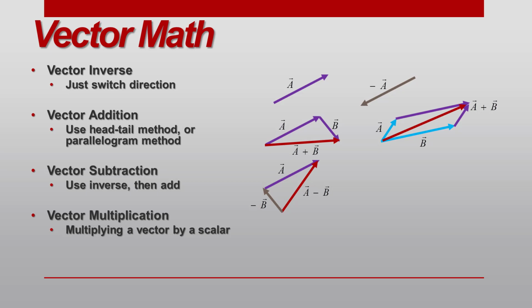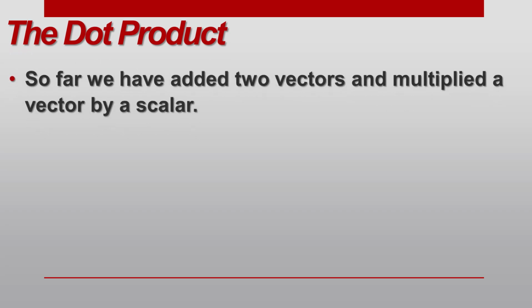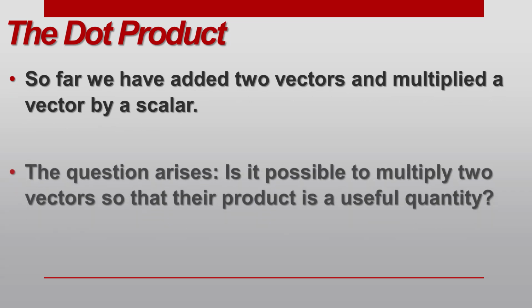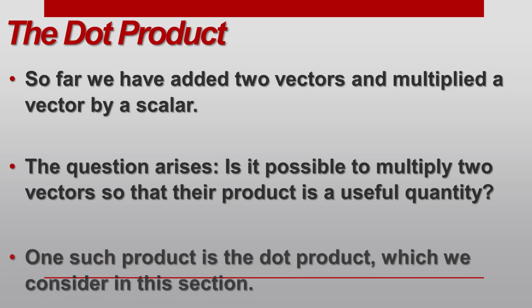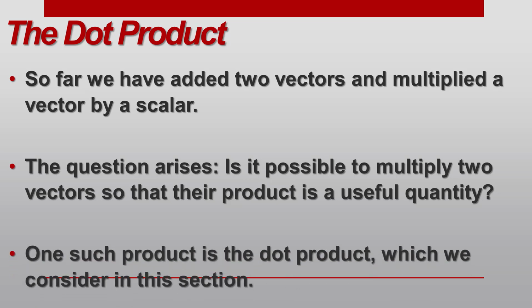We have another method of vector multiplication known as scalar or dot product, which we will discuss now, and vector or cross product, which we will discuss later. So far we have added two vectors and multiplied a vector by a scalar. So the question is, is it possible to multiply two vectors so that their product is a useful quantity? What is the way to multiply vectors, and what will be the result? Either it will be a scalar or it will be a vector. So one such product is the dot product, which we consider in this section.